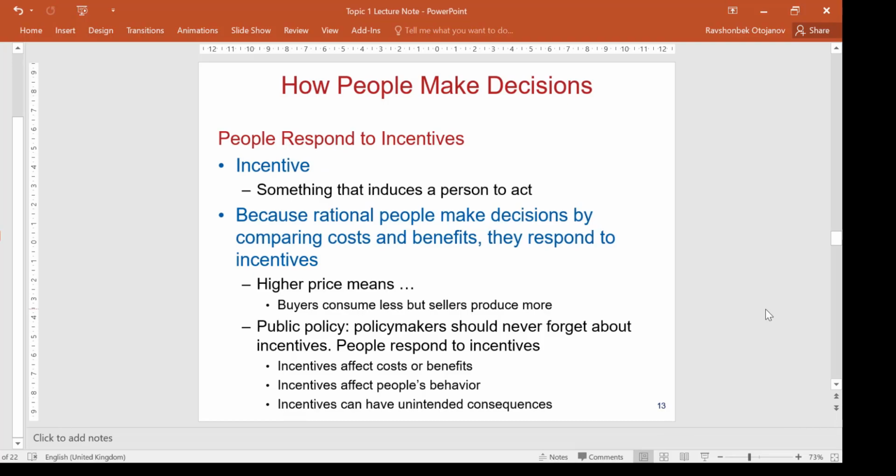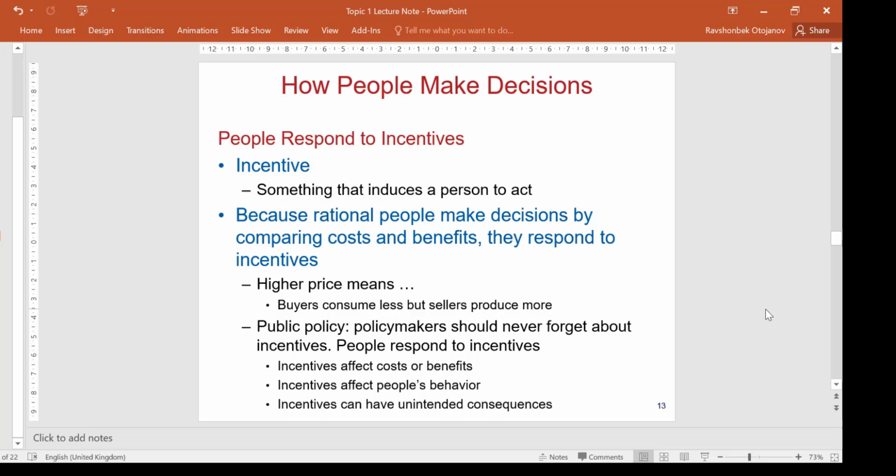Incentives. Incentives are an important topic in economics. In fact, one famous economist said people respond to incentives and everything else is just commentary. So this is the summary of economics according to him. People, yes, indeed respond to incentives, and incentives are things that induce people to act. And when people are rational decision makers, they compare costs and benefits and they respond to incentives accordingly.